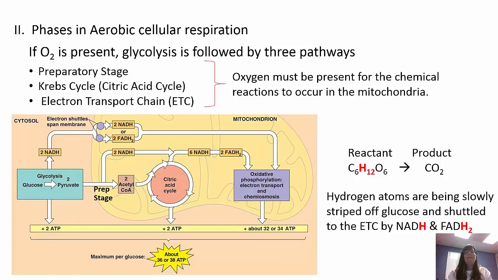to be generated. So C6H12O6 is the reactant, glucose. The product is going to be carbon dioxide because carbon dioxide, as I said earlier, is given off when the acetyl groups are formed from the pyruvate groups. So hydrogen atoms are being slowly stripped off of these glucose and kind of shuttled to the electron transport chain by NADH and FADH2.